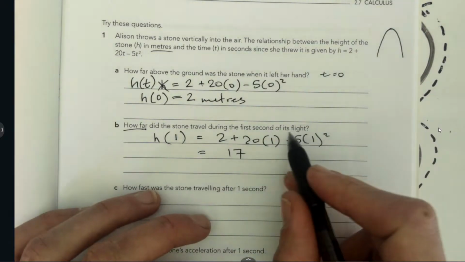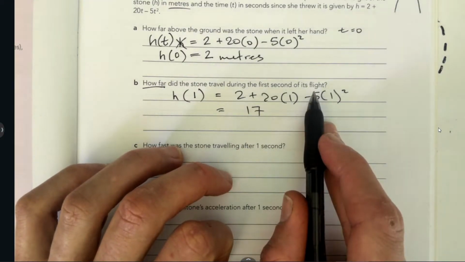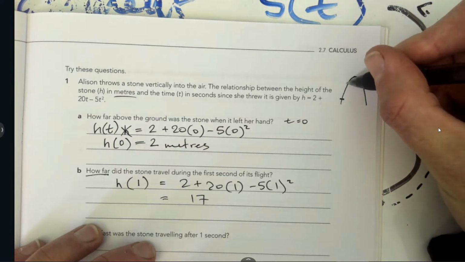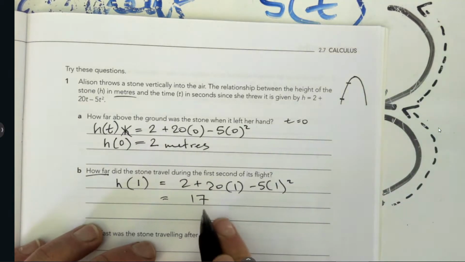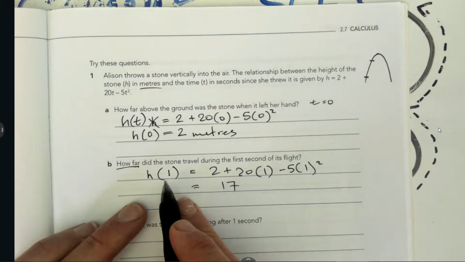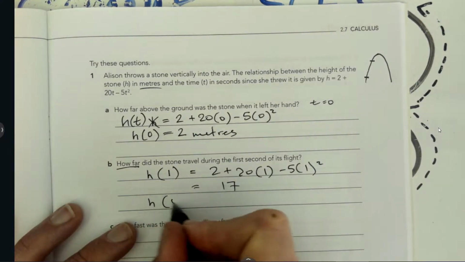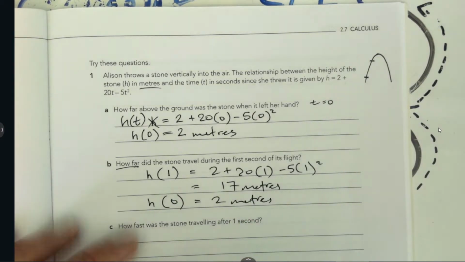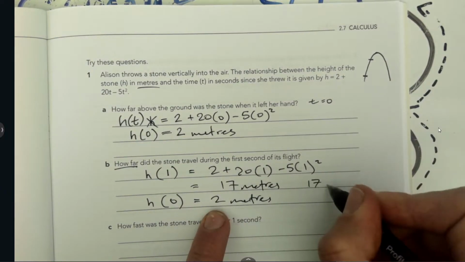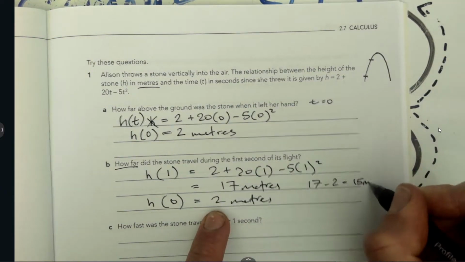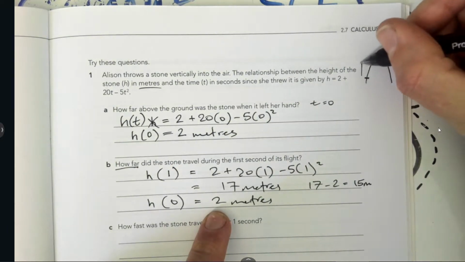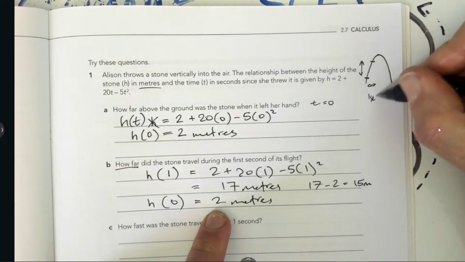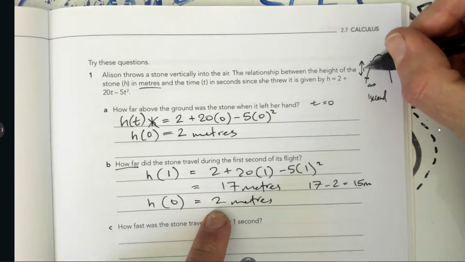So how far did the stone travel during the first second of its flight? We're actually looking from where it started up to that point. So the height's not just 17, because we know that the height at 1 second was 17, but we also know that the height at 0 seconds was 2. So we're not quite done. I'm going to say it's 17 minus 2 equals 15 meters. So that's from here to here, the first second, and it flew up 15 meters.